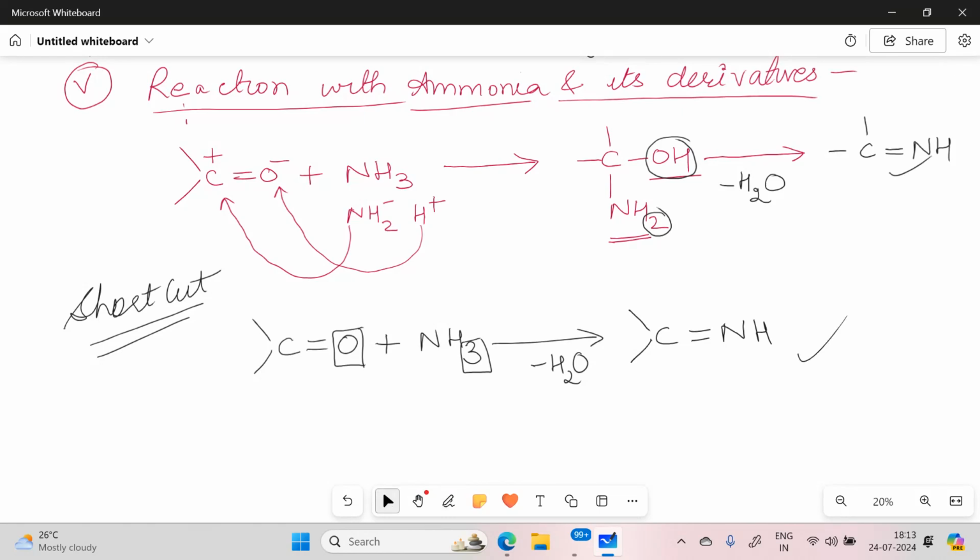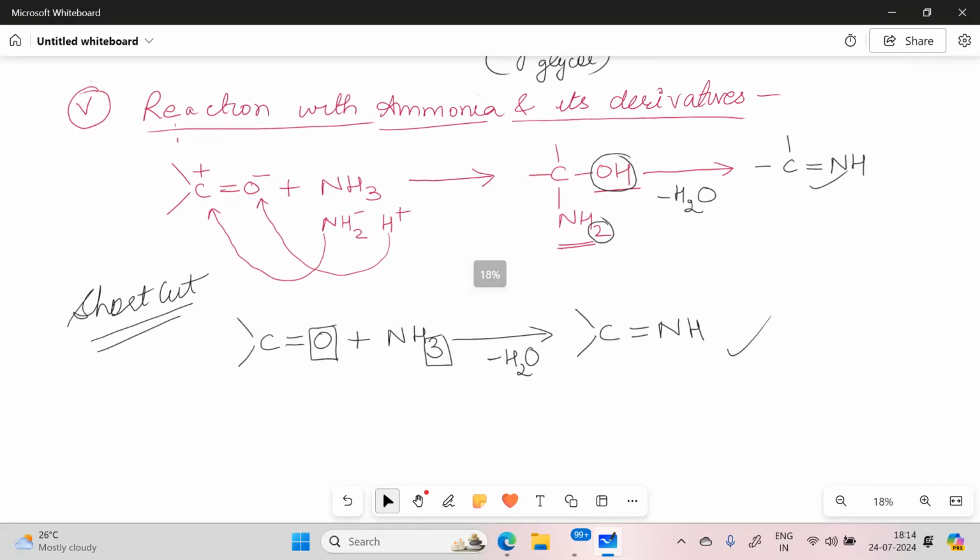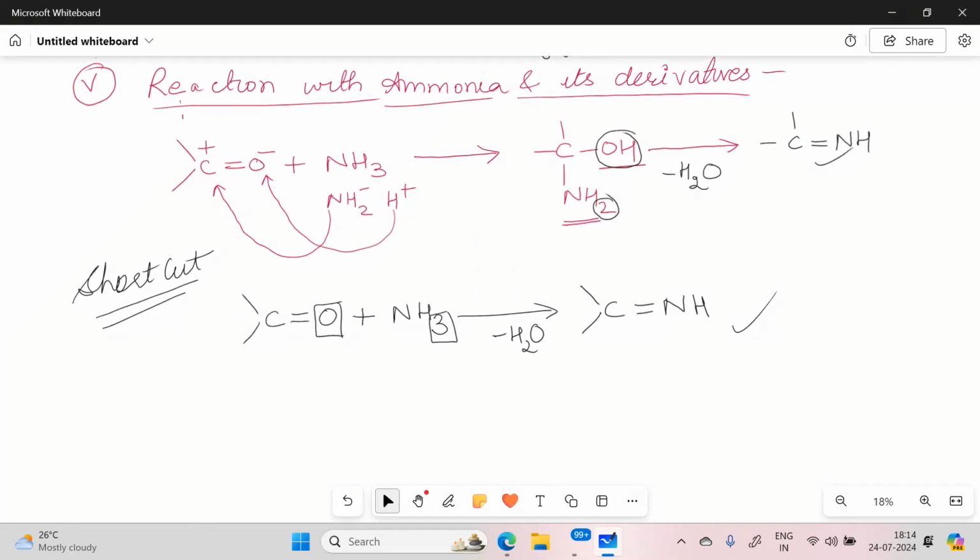You have to just remove water: oxygen from aldehydes and ketones, H2 from ammonia and its derivatives, and combine the remaining part with a double bond. So that is the shortcut and we will do the reactions with the shortcut method. But for your knowledge, you should know the mechanism of the reaction, why it is nucleophilic addition. Now note down this point, then we will do the reactions. Just give me 1 minute, I will do that.